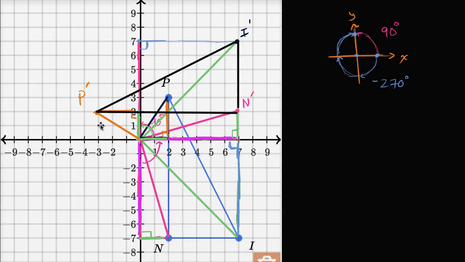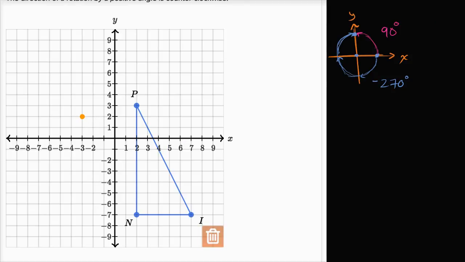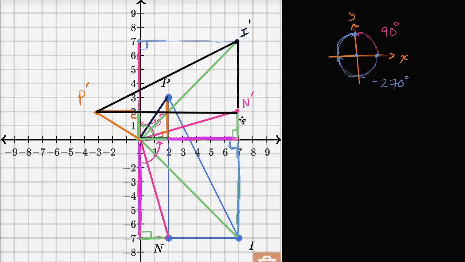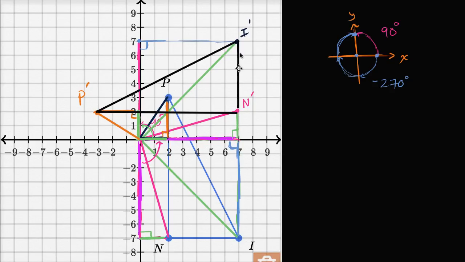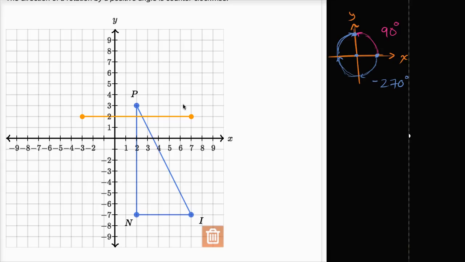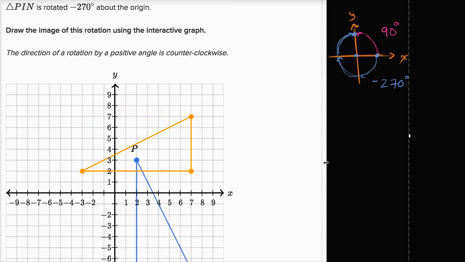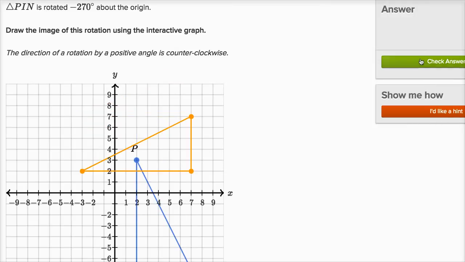So let's see, point (-3, 2). So (-3, 2) is there. I have (7, 2). So let me put that in there. (7, 2). And then I have (7, 7) is there. So (7, 7). And then I'll draw here again to connect the lines. And I'm done. I've rotated it through an angle of 90 degrees, or -270 degrees, which is what they originally asked me for. And I can check to make sure I got the right answer.